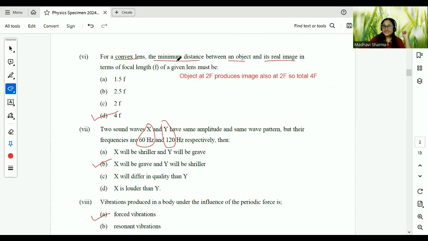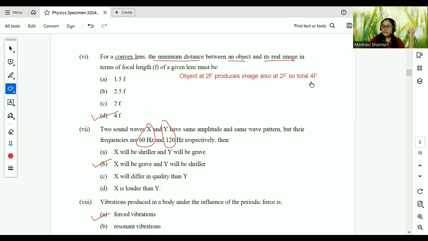For a convex lens, the minimum distance between an object and its real image, it's a real image, meaning it is inverted and real. So definitely the last option, the object between O and F, is not there. Out. I repeat, for a convex lens, the minimum distance between an object and its real image in terms of focal length must be 2f, is also at 2f. So total is 4f.